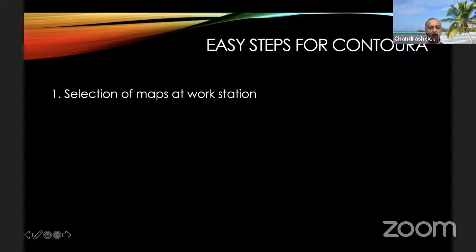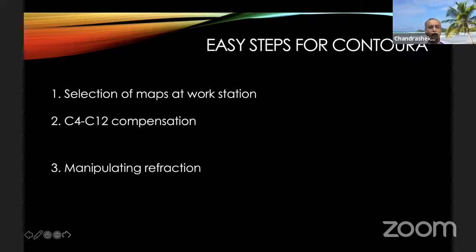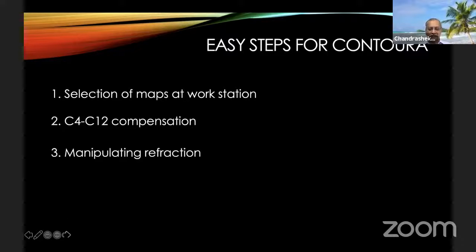Once you have very good data, there are four important steps. Number one is selection of the maps at the workstation. This is pretty standard; we have to follow certain rules. Second is C4 or C12 compensation. There are multiple ways of doing this, but I will stick to the method which I follow. Then manipulating refraction, that means adjusting the spherical component. Remember that whenever we are doing something extra, it is going to ablate more. It will have a refractive effect, and keeping the spherical equivalent constant is what I mean by manipulating refraction. And in the end, applying the nomogram.